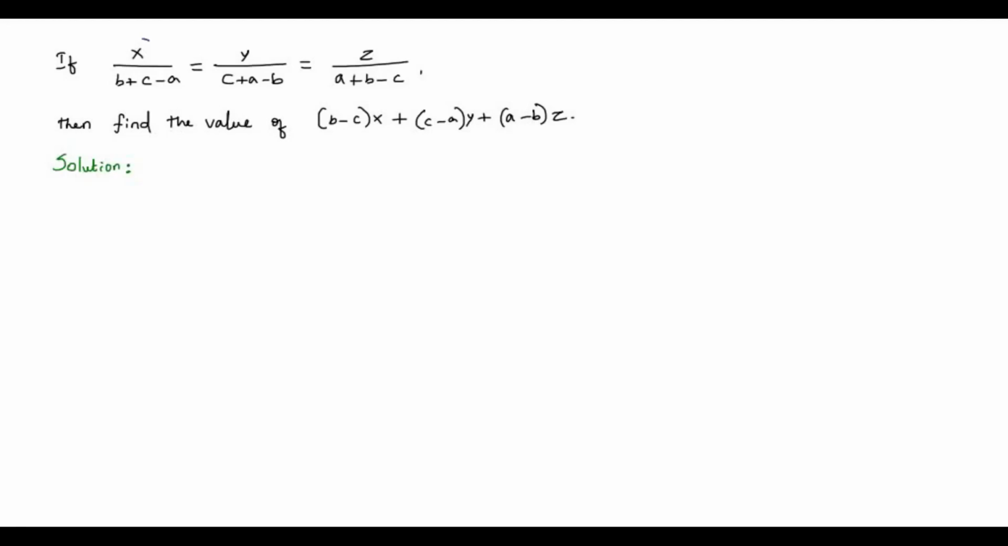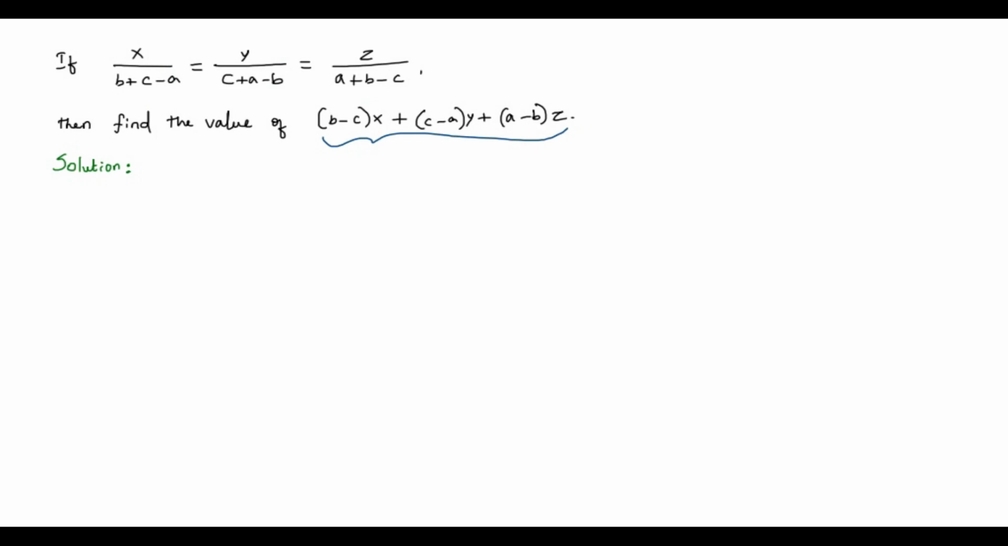Here we have a problem on proportion. So three ratios are equal here. So this is continued proportion. Using this proportion, we need to find the value of the expression (b minus c) times x plus (c minus a) times y plus (a minus b) times z. So we have to find the value of this expression using the continued proportion here.